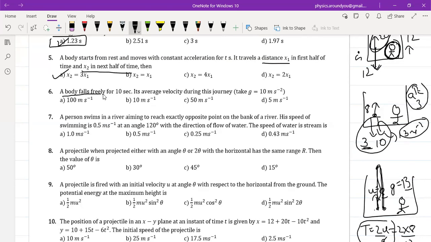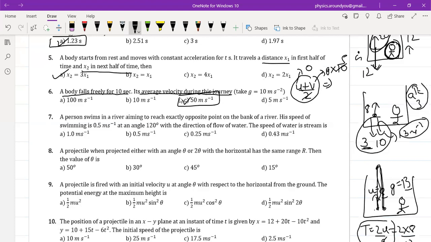Next, a body falls freely for 10 seconds. What is its average velocity during this journey? They have just given the time for which a body falls freely. How will I find its average velocity? Average velocity for any object in free fall is u plus v by 2, right? It falls freely, so let us say u is 0, v is u plus a t. A is nothing but g, so v is g into t. T is 10, so it would be 2 goes with 10 as 5, 5 into g, which is 50.